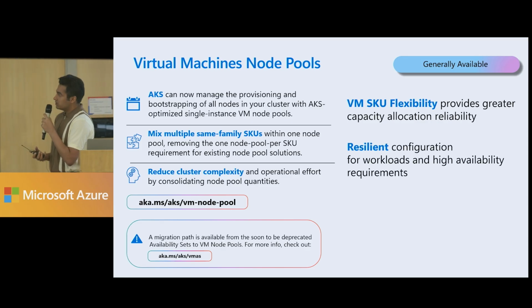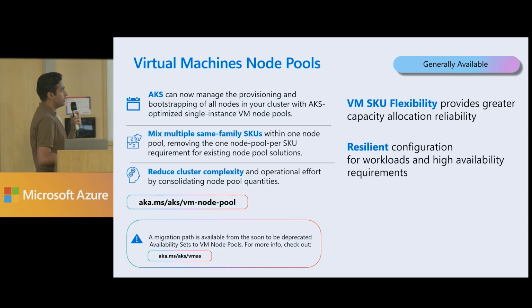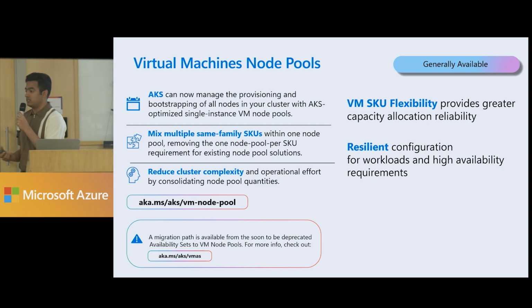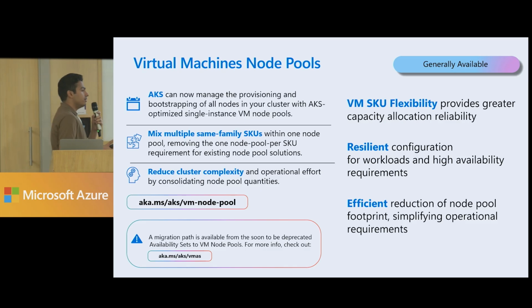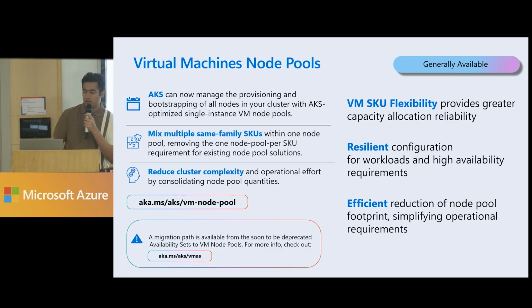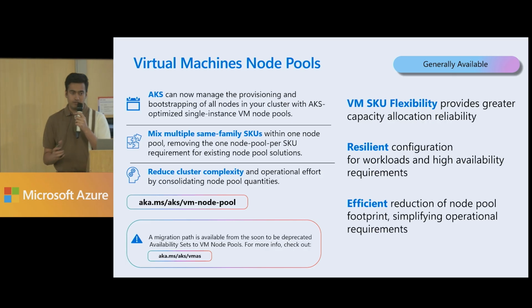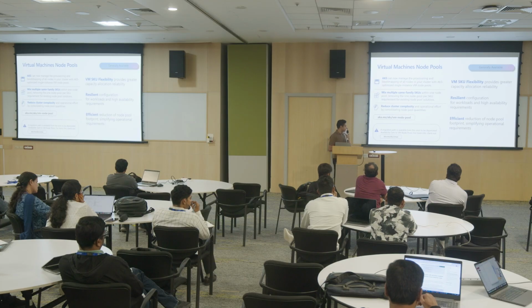This helps you work towards resiliency, because if a certain region is having issues of availability of a certain SKU, you have backup SKUs in place to be able to make sure that your pods remain provisioned. Additionally, if you are running a 90-core VM, but you only need a pod which requires 2 cores, with a traditional VMSS node pool, you would have to deploy a full 90-core VM just for that one pod. But with virtual machine node pools, you can deploy a much smaller VM in that same node pool in order to make your cluster better at bin packing and more efficient.